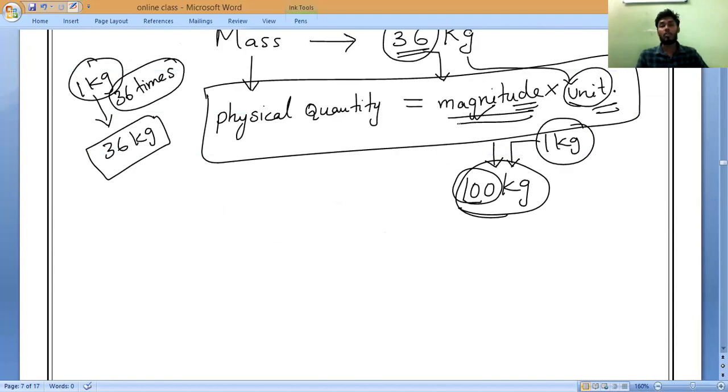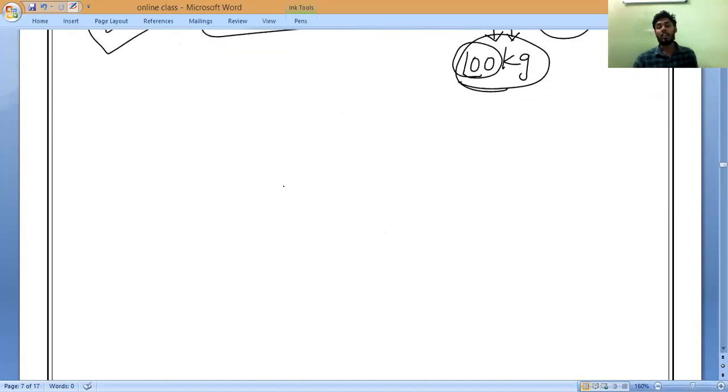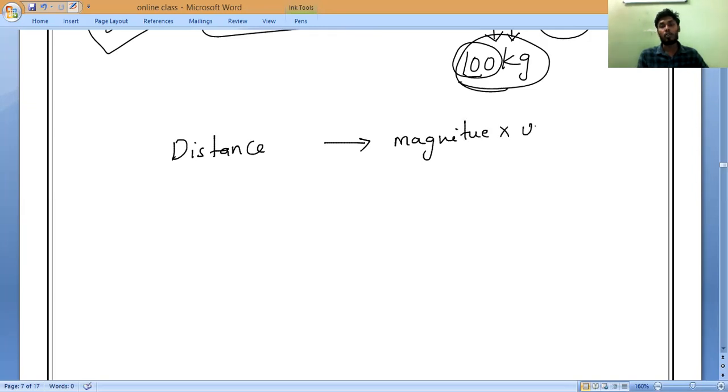So physical quantity means what, guys? Magnitude as well as unit. Yeah. Now let us do the same with distance. Is distance a physical quantity or not? Yes, distance is a physical quantity, so it is also a product of two things: magnitude and unit.